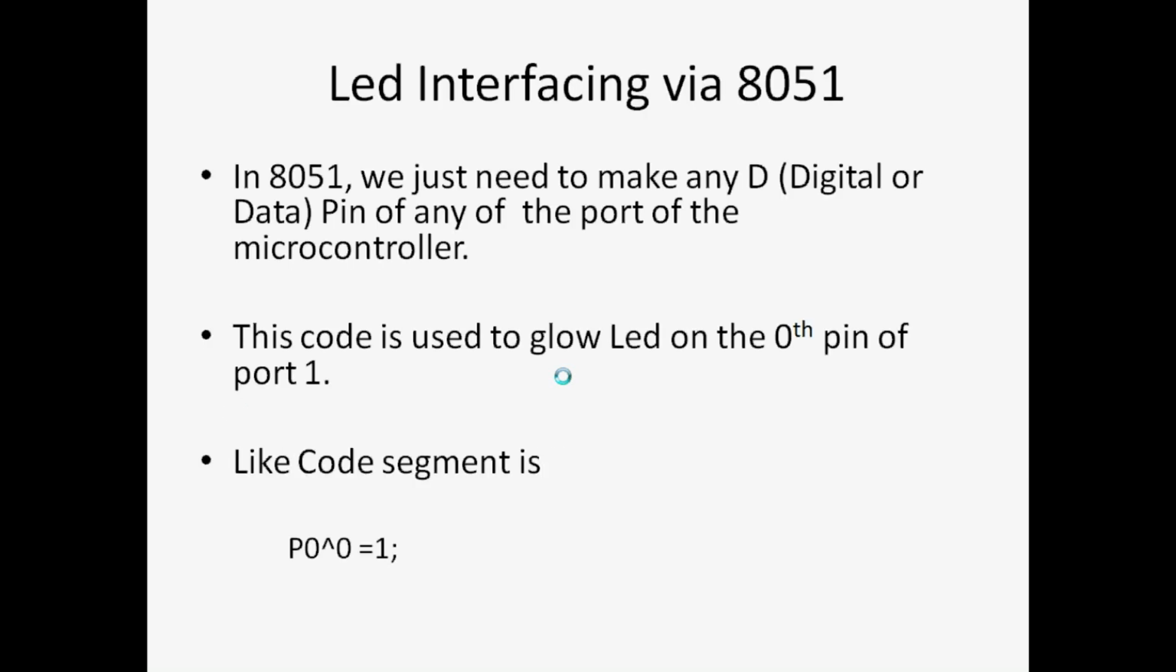LED interfacing via 8051. In 8051 we just need to make any digital or data pin of any port of the microcontroller either high or low. High means +5 and low means ground. Now this code is used to glow an LED on the 0th pin of port 1. Sorry, port 0, because in this code segment we have P0^0 = 1, which shows that we are giving high state to this pin.